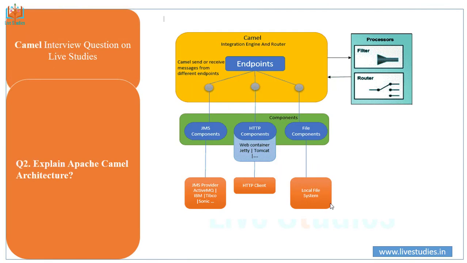Next question is, explain Apache Camel architecture. Architecture means processor, router, filter, Camel integration engine and router, endpoint. Camel sends or receives messages from different endpoints like JMS components, HTTP components, file components. Okay, HTTP means a web container like Apache Tomcat. JMS means JMS providers like ActiveMQ, TIBCO, HTTP client, local files.